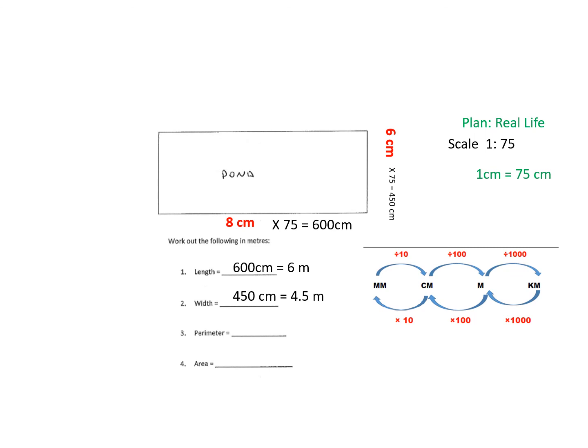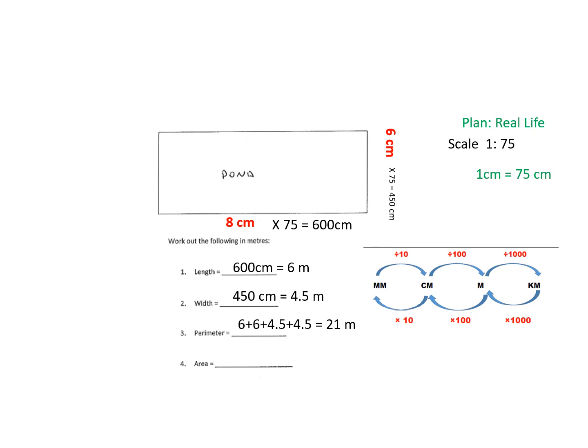To find the perimeter of the pond, I'm using real life measurements only. And the perimeter, remember, is adding all sides. So I'm going to add up my length, which is 6, plus 4.5, plus another 6, plus 4.5, and I should get 21 metres then. Remember to put your units in at the end.